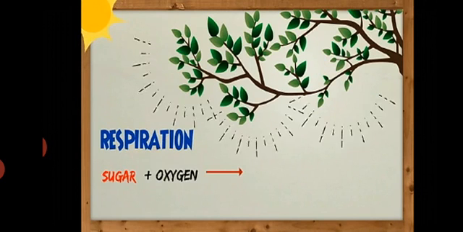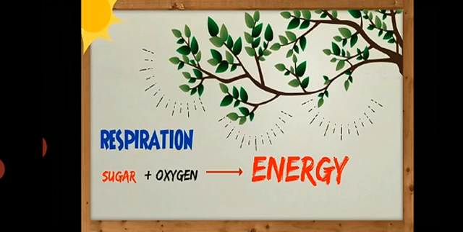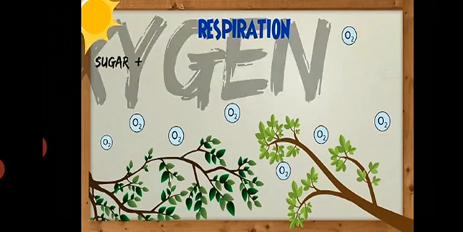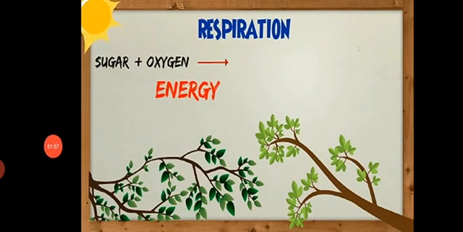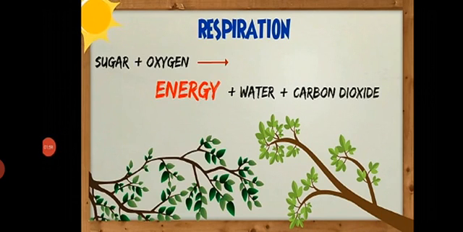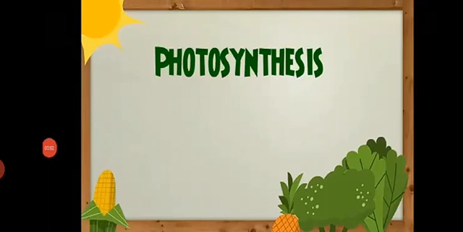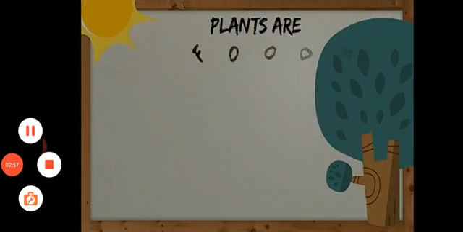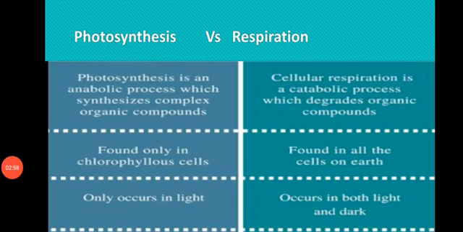Now in respiration sugar and oxygen combine and energy is formed, plus water and carbon dioxide are also formed. So what happens in respiration? Sugar and oxygen combine and they will release energy and also form water and carbon dioxide. Clear? Now this is the basic difference between photosynthesis and respiration. Other than these, there are some other differences.